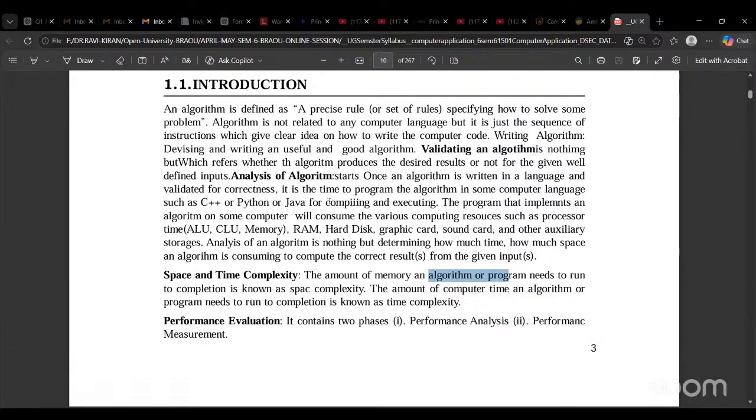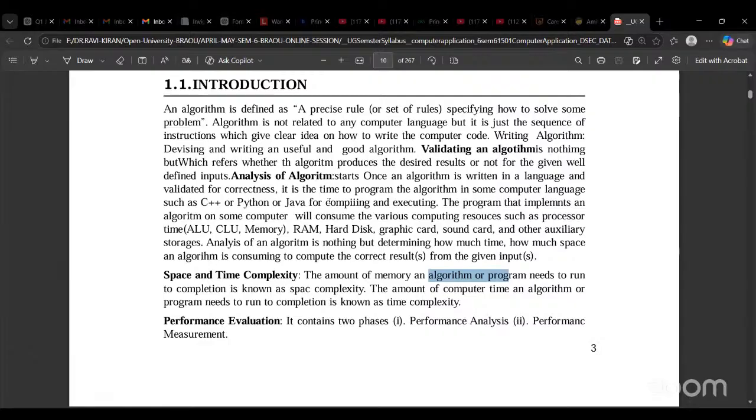So space complexity is how much memory an algorithm needs to run, or how much memory the program needs to run. That is called space complexity. And how much time it requires to run is called time complexity.